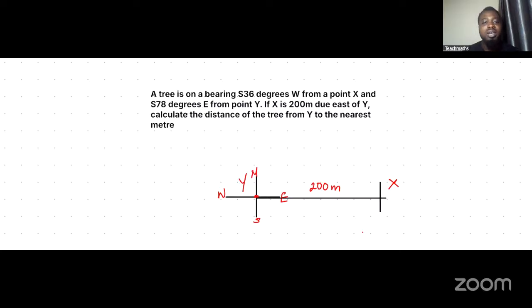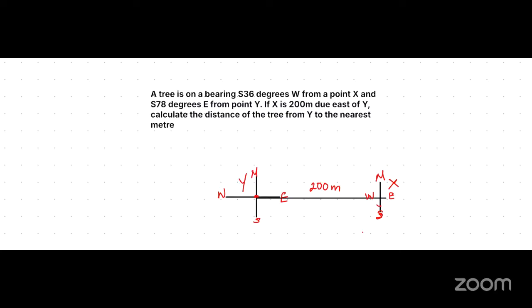A tree is on a bearing of south 36 degrees west from a point X. So this is point X. This is the north, the east, the south, and the west. So the tree is south 36 degrees. South 36 degrees will be something like this. South 36 degrees west. This question is so backwards.